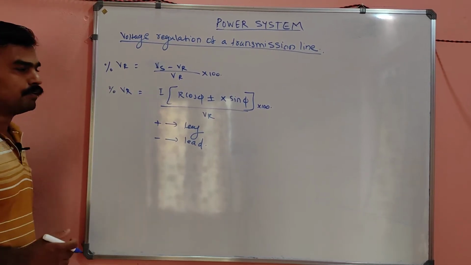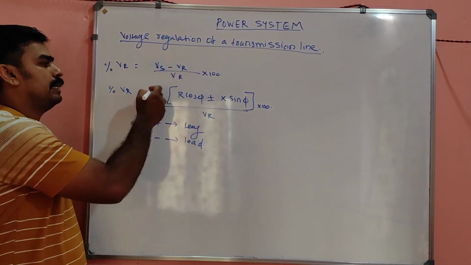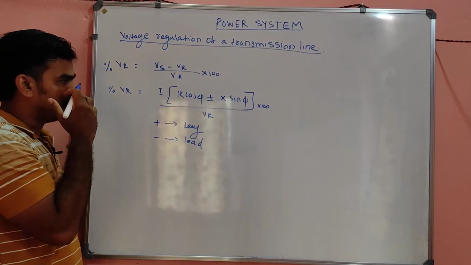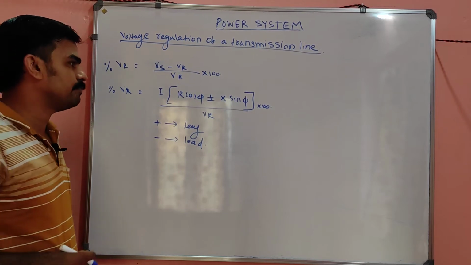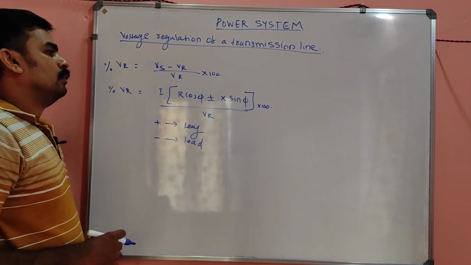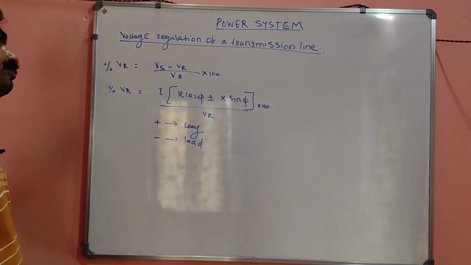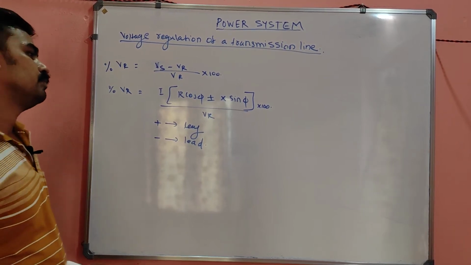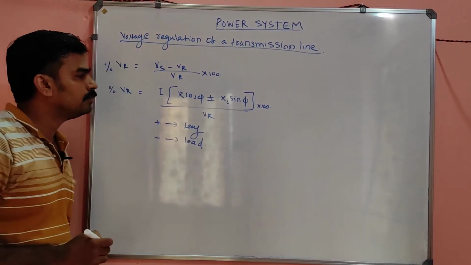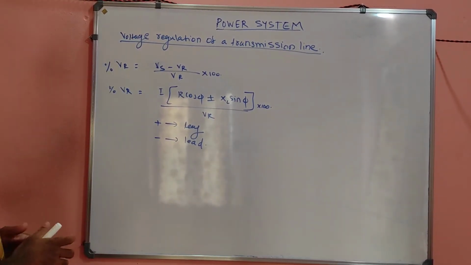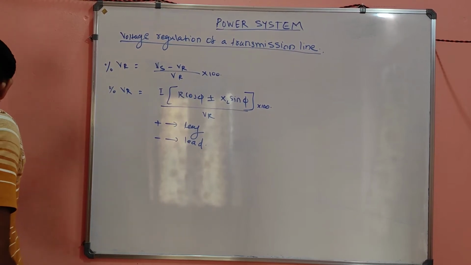These are the two equations for finding the regulation, where I is the transmission line current, R is the transmission line resistance, X is the transmission line reactance. It is nothing but the inductive reactance, X_L. Is it clear, my dears?